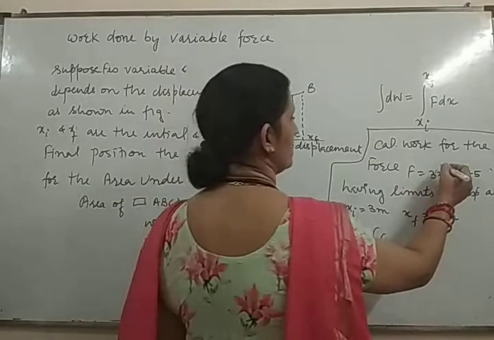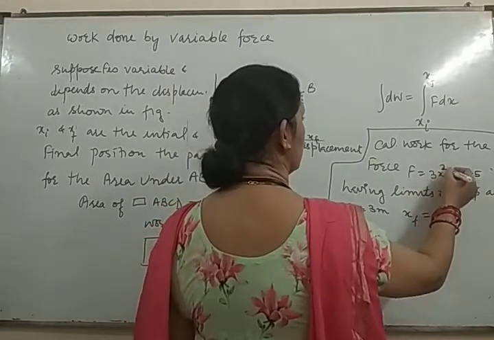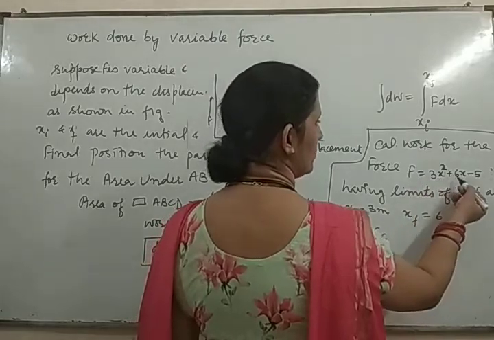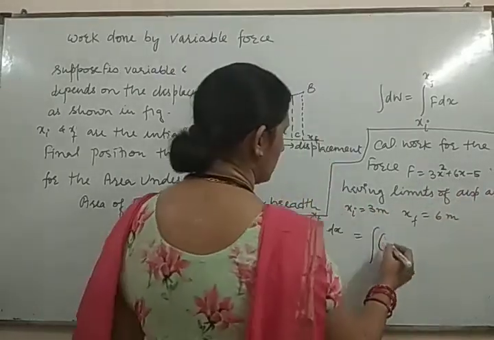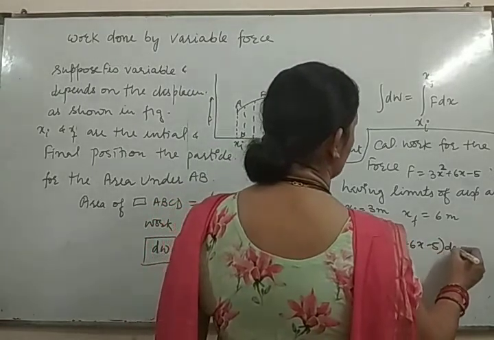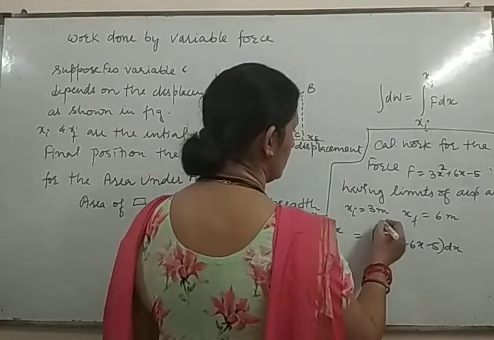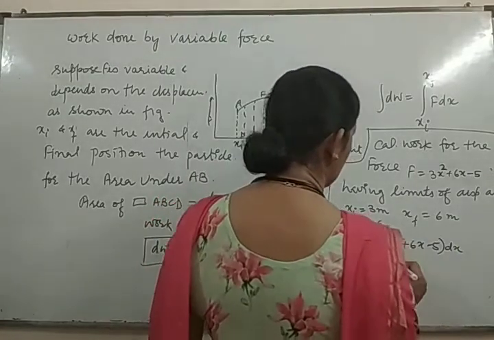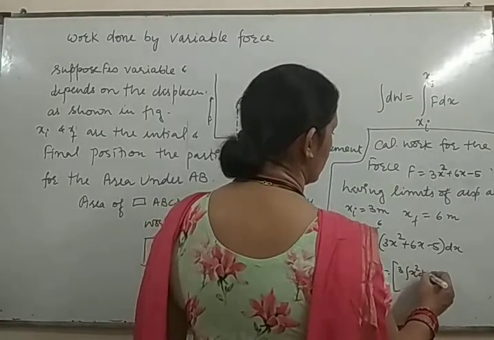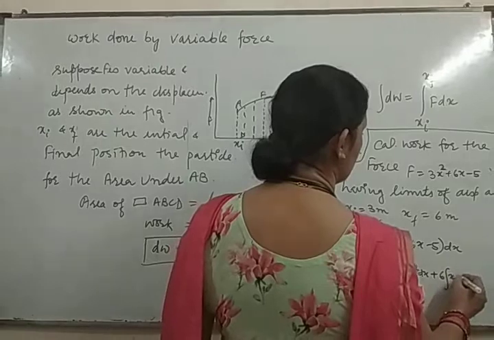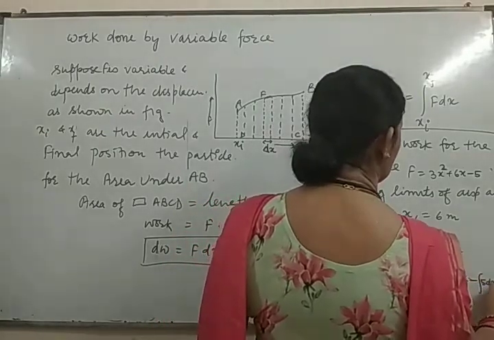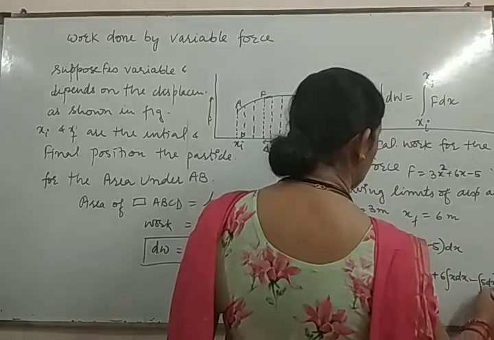The force is a function of x along the x-axis. It is varying, so consider the value F is equal to 3x square plus 6x minus 5. Put it here, 3x square plus 6x minus 5 into dx, and put the limits 3 to 6. What will be the integration of this? 3 into integration of x square dx plus 6 into integration of x dx minus 5 into integration of dx, and the limits for all is 3 to 6.